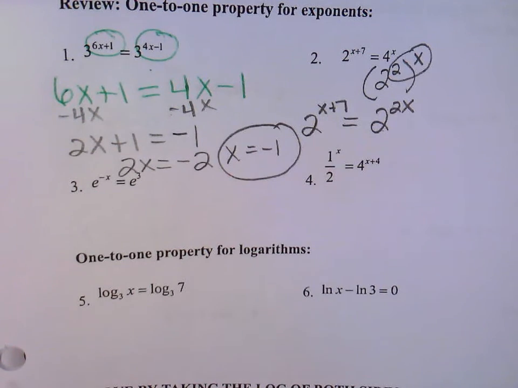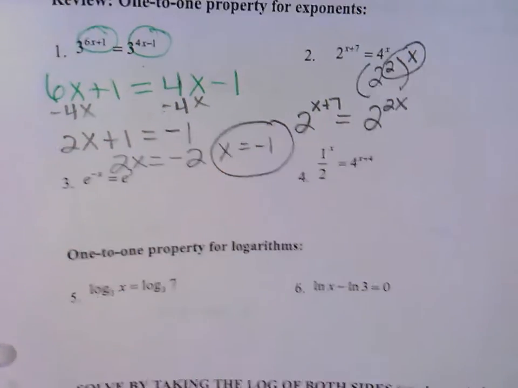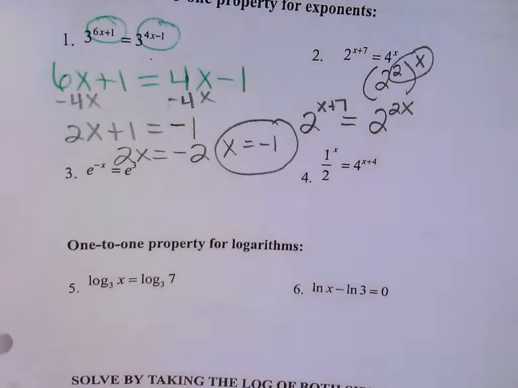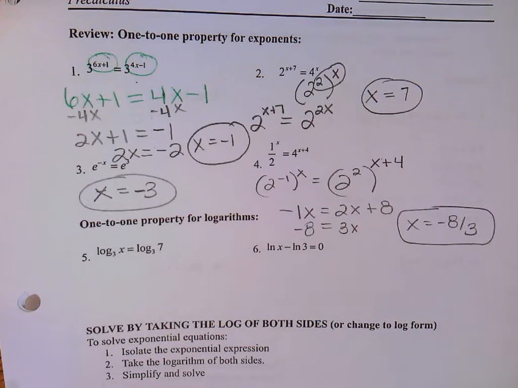And then why don't you try 3 and 4 the same way? So see if you can finish 2, 3, and 4. You shouldn't really need it where you have to change both of the bases on both sides.